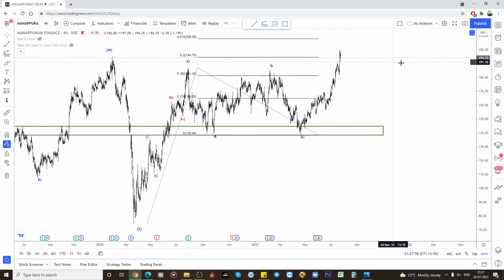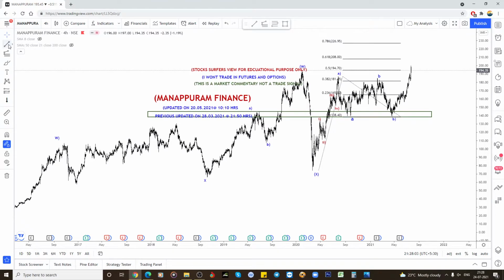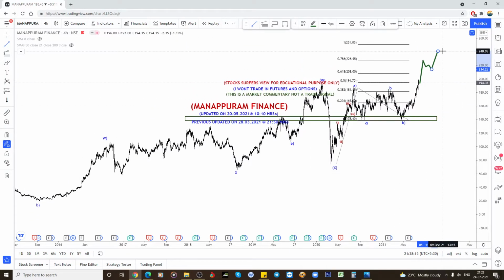One second, I will delete this. What it will do, it can again shoot like this, and it will do consolidations here, and again it may shoot. So once it does like this, A, B and C, here I did it as a W, X, A, B, C as a Y. So this is what I'm expecting.